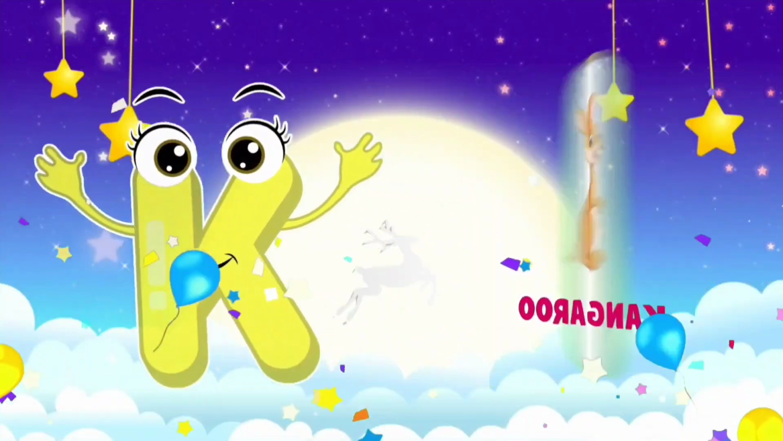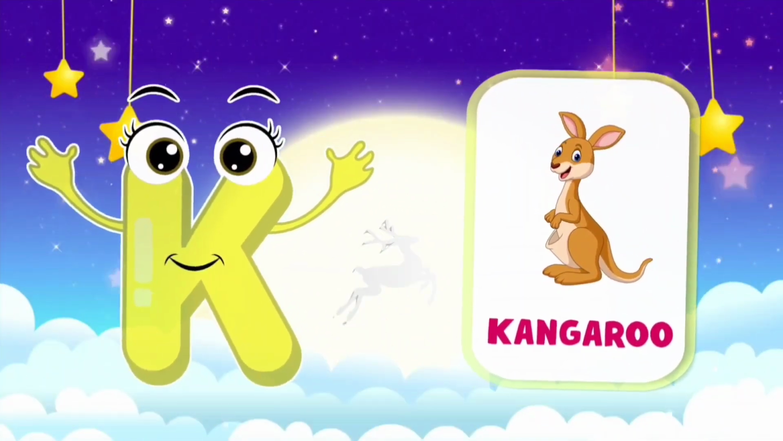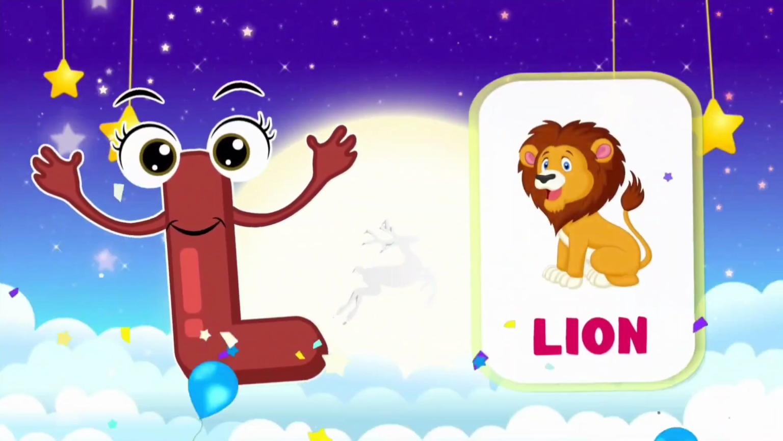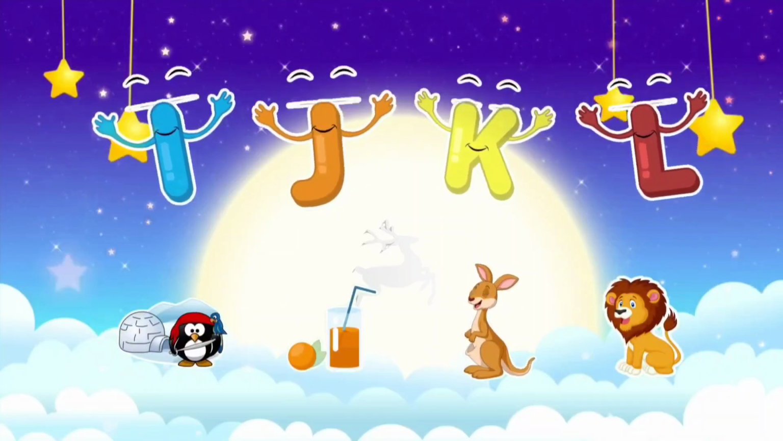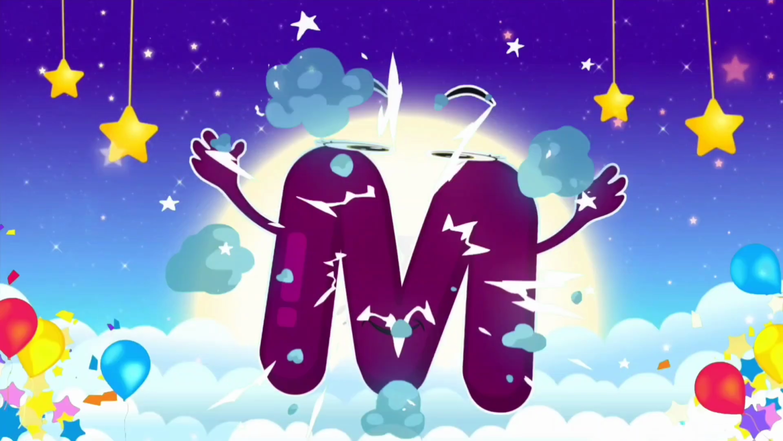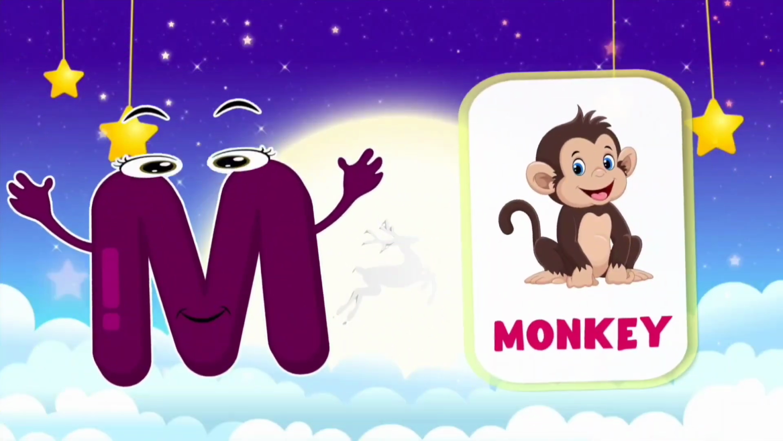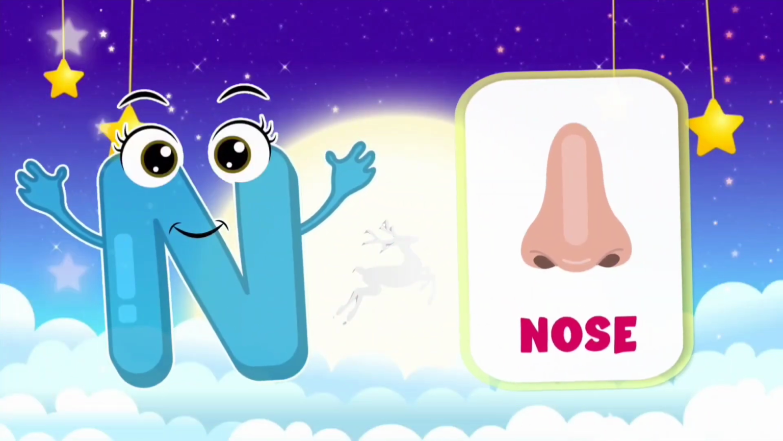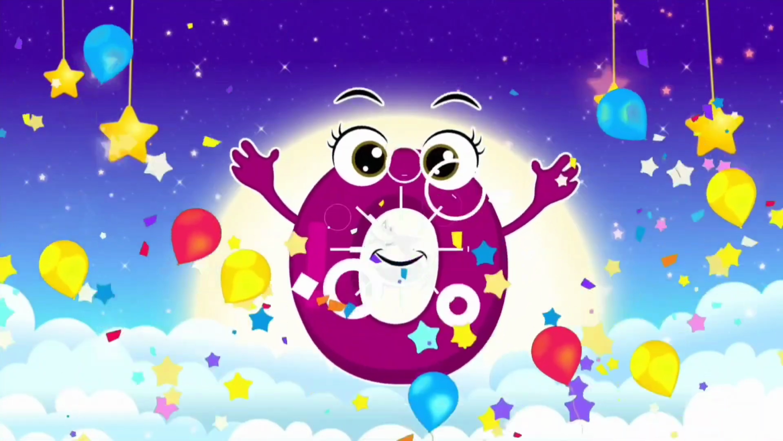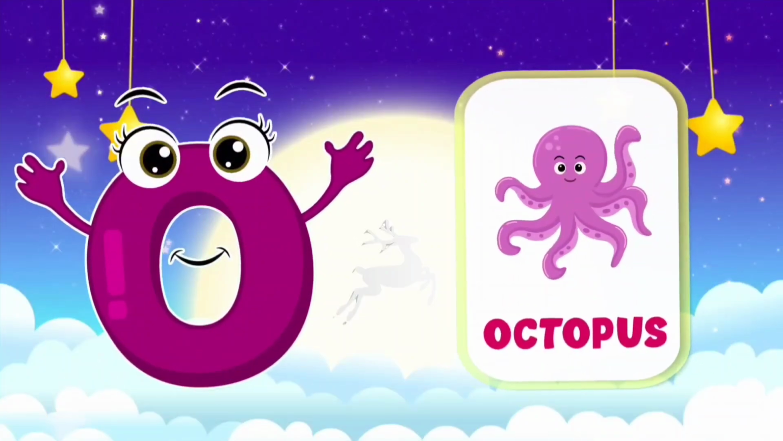J is for juice, j, j, juice. K is for kangaroo, k, k, kangaroo. L is for lion, lion. M is for monkey, monkey. N is for nose, nose.